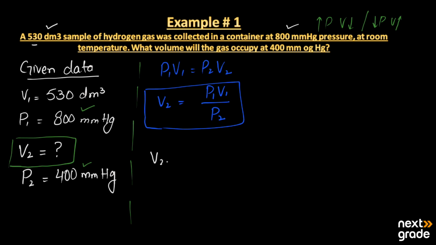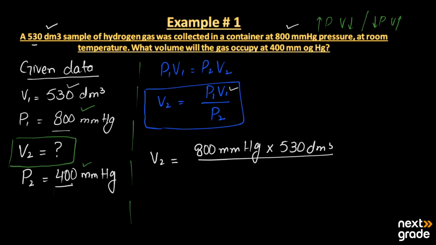For volume V2, the pressure P1 is 800 millimeter of mercury. Don't forget to write the unit. Next, multiplying with the volume V1, which is 530 dm cube, and divided by the pressure P2, which is 400 millimeter of mercury. By solving this, we gain the answer 1060 dm cube, that is volume V2.